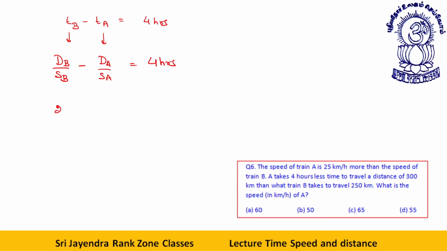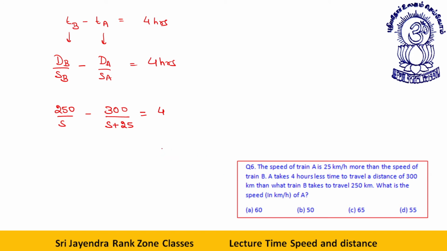Now, distance covered by B is 250 kilometer. Let's say the speed of B is S, minus distance by A is how much? Distance by A is 300. This divided by S plus 25 is equal to 4 hours. What is the speed of A? So now there are two ways of doing it. The speed of A we require, we can do it by options also.